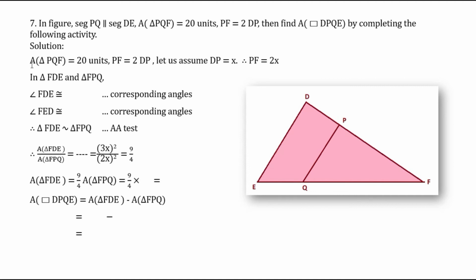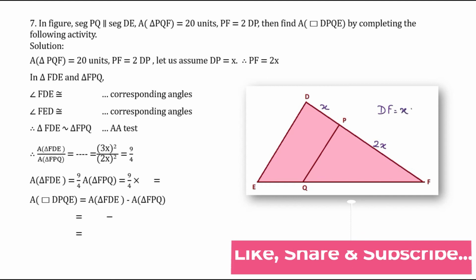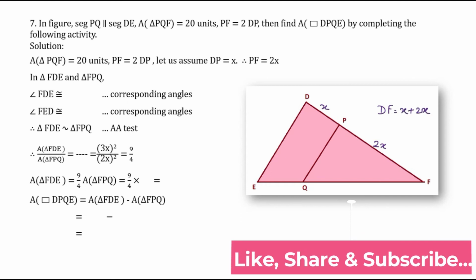Now solution: area of triangle PQF is equal to 20 units. PF is equal to twice DP. This is given. Let us assume DP is equal to X. So we can write DP is equal to X and PF is equal to 2X. So entire DF is equal to what? It is X plus 2X. It is 3X.